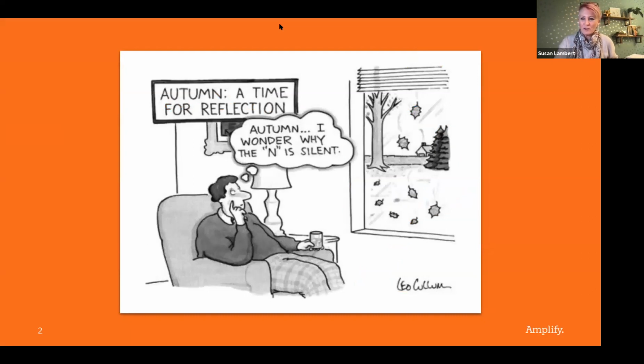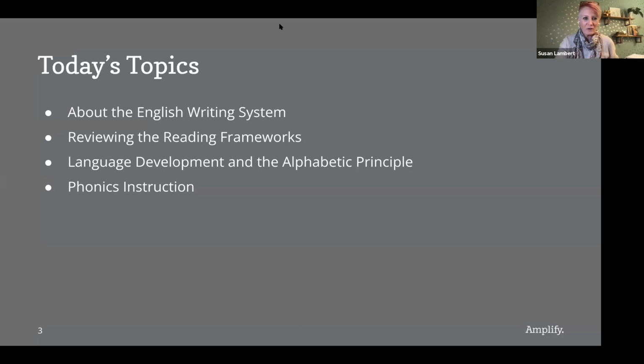Always have to start with a cartoon, right? It's that time of day, it's that time of year. And so we are going to talk a little bit about this. Here's a task for you afterwards. You can just Google autumn and figure out why the N is silent. You'll find out some really interesting things about the transition of the English language from Latin and other words that are like that. I hope this webinar today really interests you to go in and start learning a little bit more about our language as we start talking about it. I also hope that you learn something new about the English language.